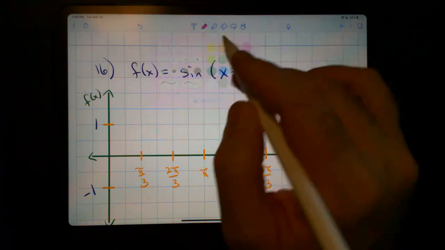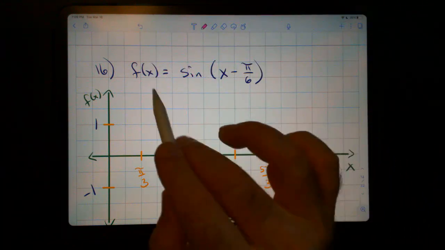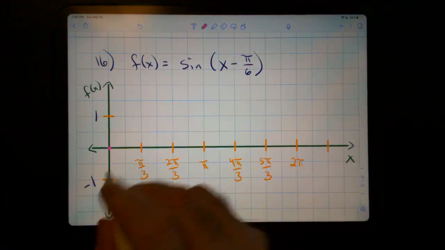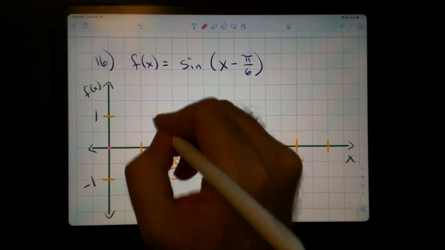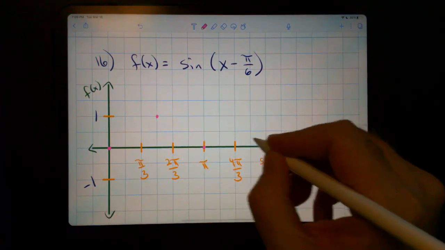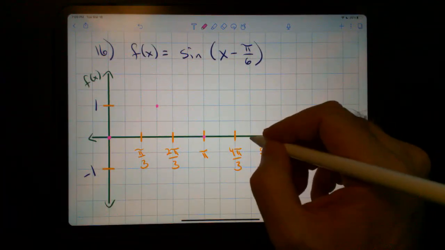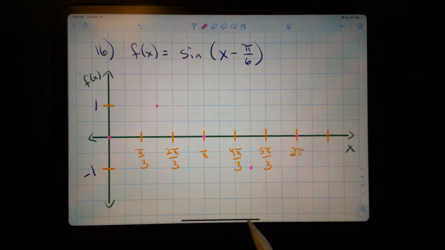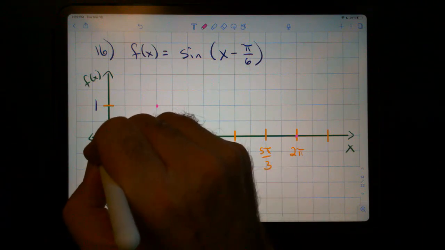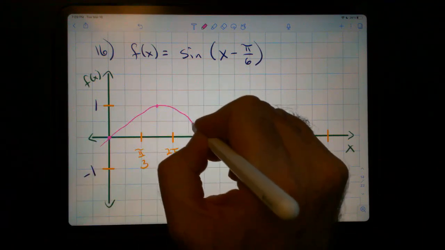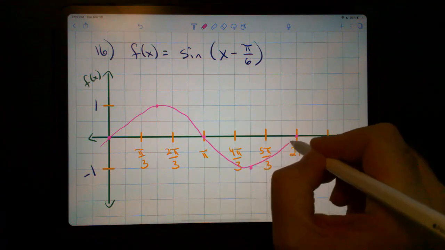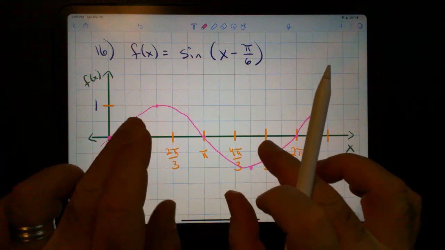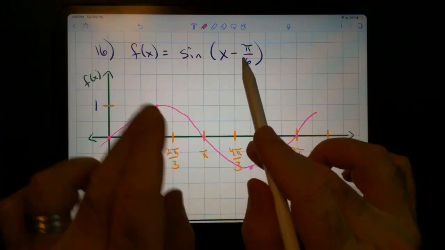So let me first graph how a normal f of x equals sine of x would look. If f of x equals sine of x, you're going to go through the origin. At pi over 2, you'll be at 1, at pi, 0, at 3 pi over 2, negative 1, and at 2 pi back up to 1. So a regular sine graph would look like this, except we're shifting this entire graph over pi over 6 units.